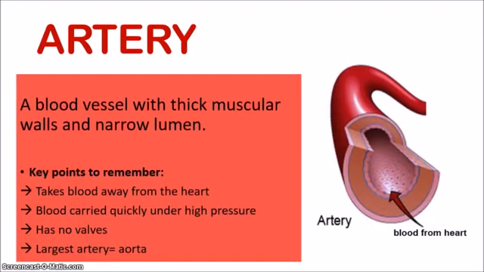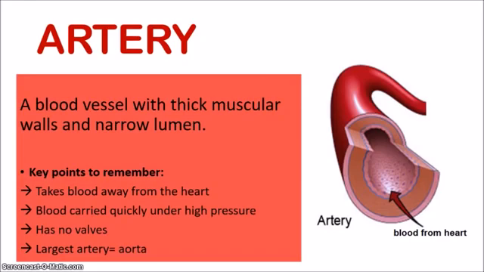Now, the artery is the blood vessel which has the thick muscular walls and the narrow lumen. So you can clearly see this in the diagram here. So the walls are thicker and the lumen is very small. So the lumen is that opening in which the blood is going to be flowing through. Now, key points to remember about the artery. Arteries take blood away from the heart. So this includes the aorta and the pulmonary artery. So they always take blood away from the heart.